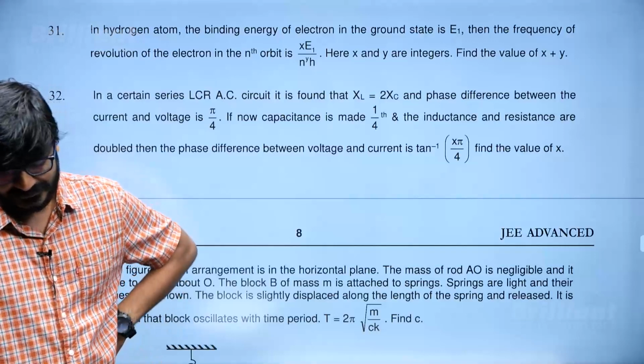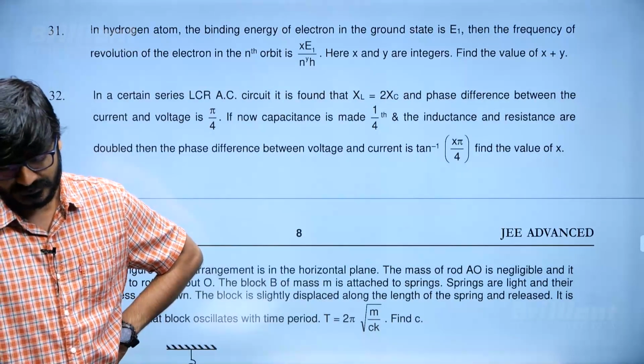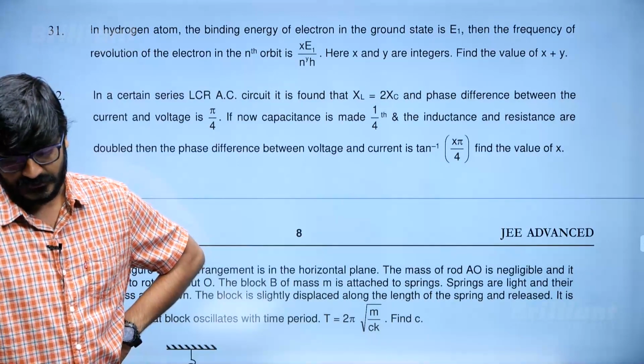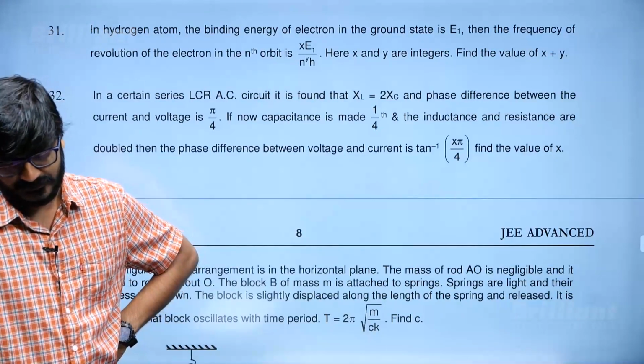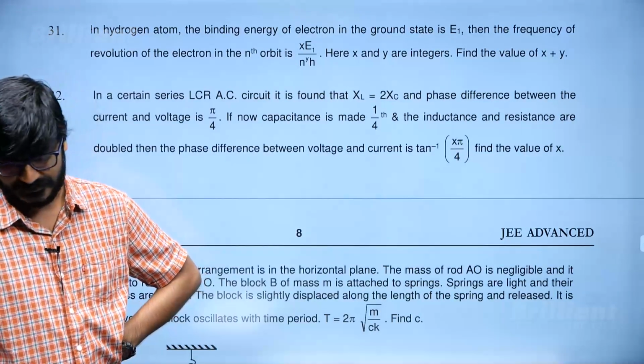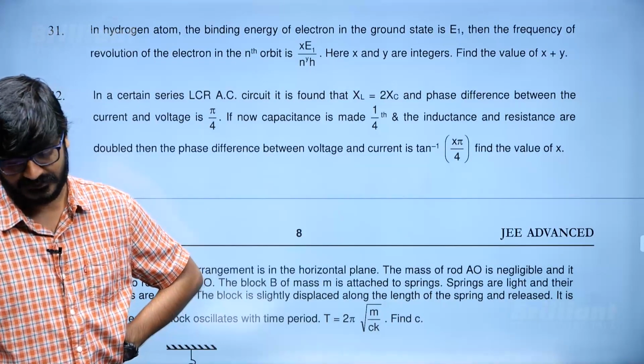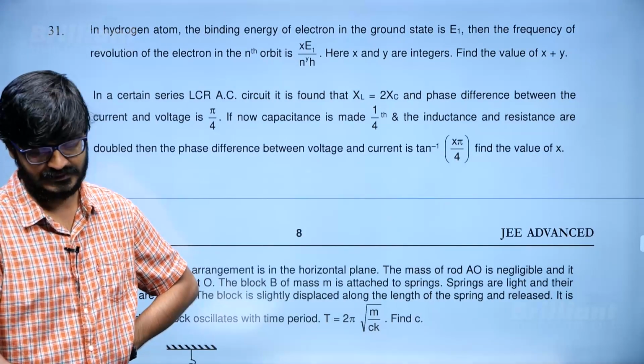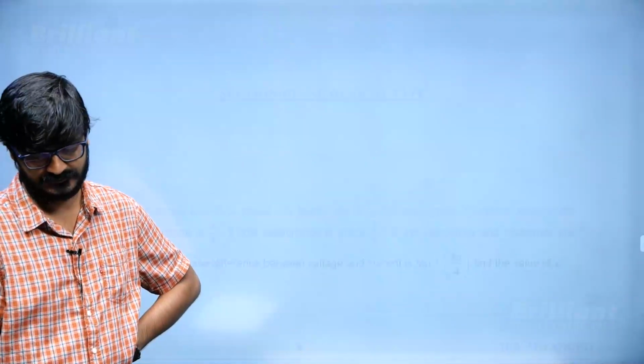A certain series LCR AC circuit is found to have XL equal to 2XC, and the phase difference between current and voltage is pi by 4. Now the capacitance is made 1/4 and inductance and resistance are doubled. Then the phase difference between voltage and current is something you need to find.